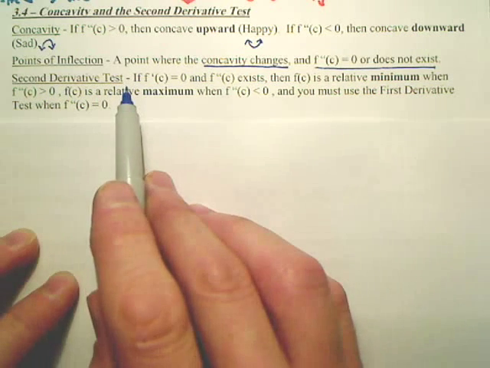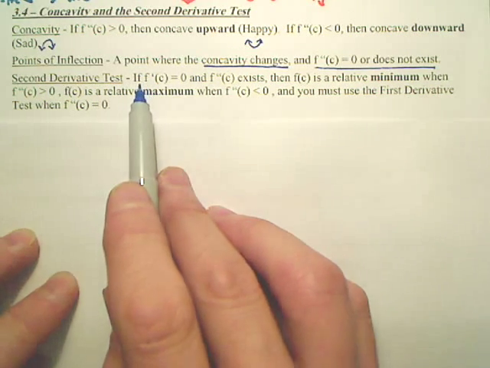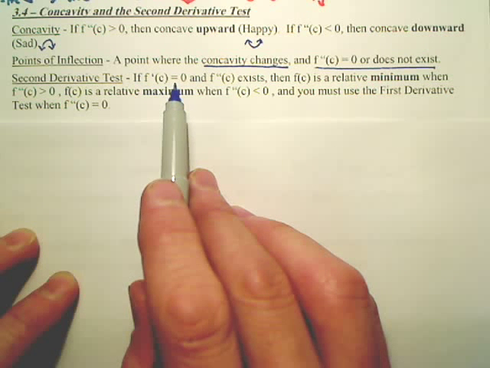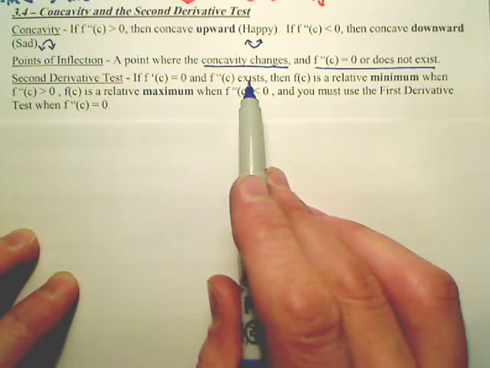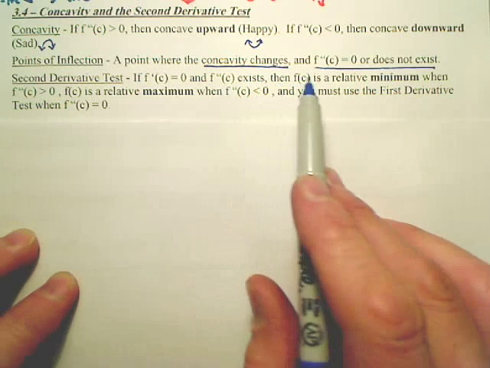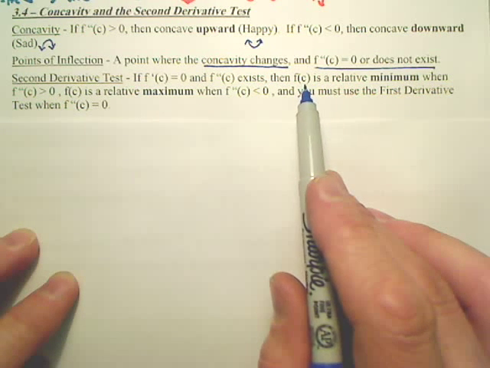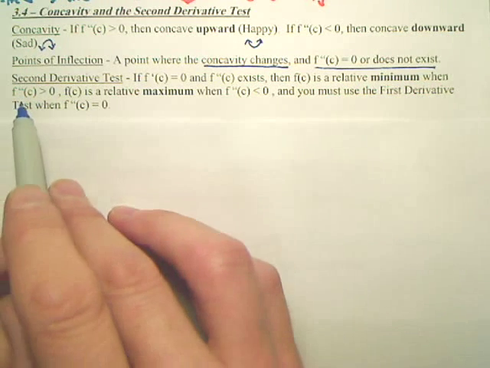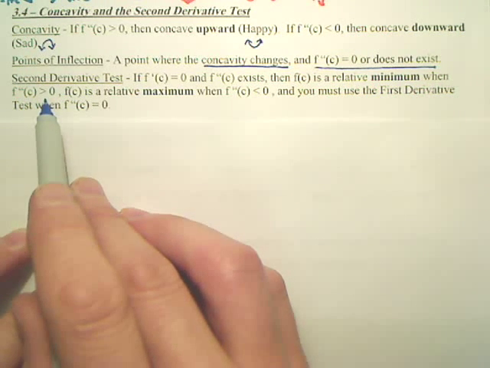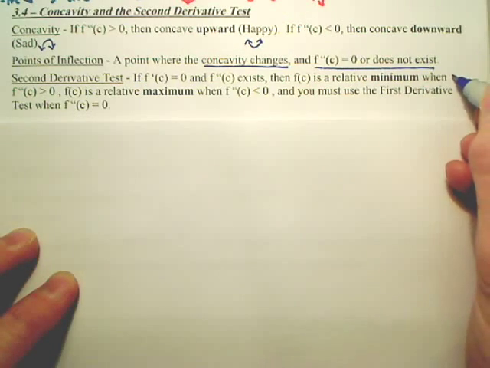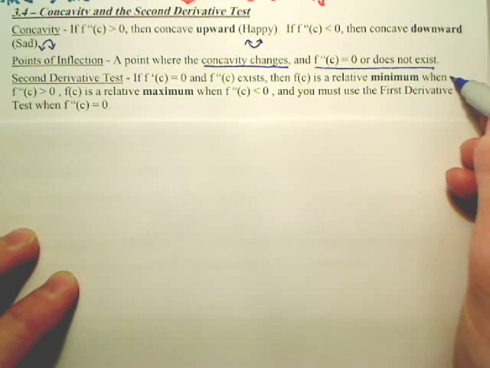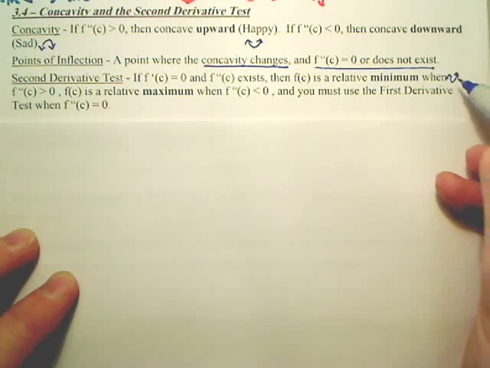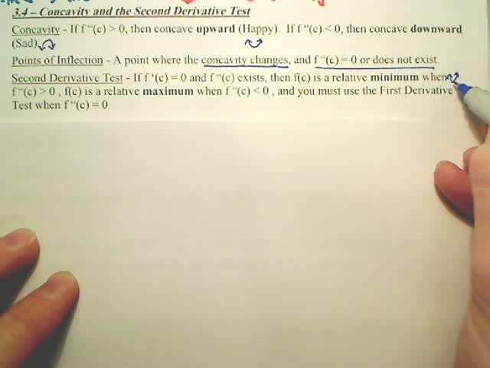The second derivative test: basically, if the first derivative equals 0, meaning a critical number, correct? And the second derivative exists, meaning I have a point where I can do the second derivative. Then f of c, meaning the point, is a relative minimum when the second derivative is greater than 0. The reason it's a minimum is, if the second derivative is greater than 0, doesn't that mean it's happy? And if it's happy, doesn't that mean it's a minimum?